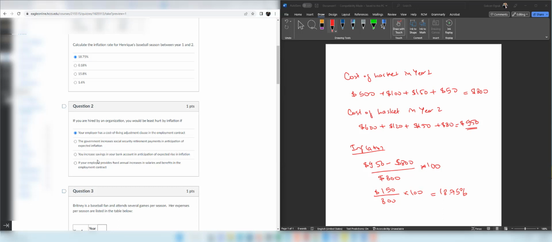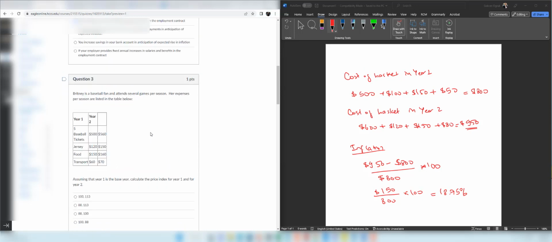Let's see this one. You increase savings in your bank account in anticipation of expected rise in inflation. Actually, the right thing should be you shouldn't just increase your savings, but savings should bring you a return as much as the inflation. If that is the sentence, then you would choose this one as well. If your employer provides fixed annual increases in salaries and benefits in the employment contract, again, fixed annual increases may not be the same as the inflation. Inflation could be higher than fixed annual increases. For that reason, the first option is the correct one.